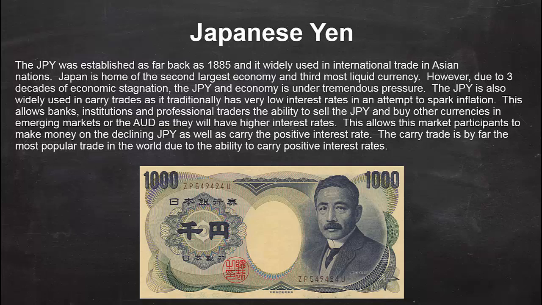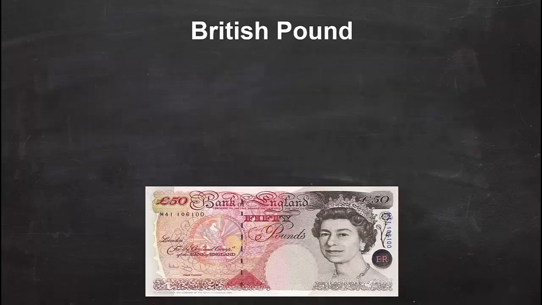So, the Japanese yen is probably my most bearish currency out there in the market, with the next currency being the euro, as well, amongst the major currencies. So the Japanese yen is under some very, very staunch problems here. The next one is the British pound.